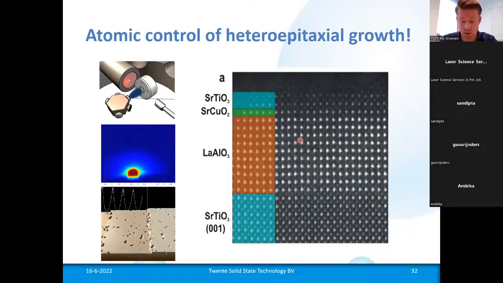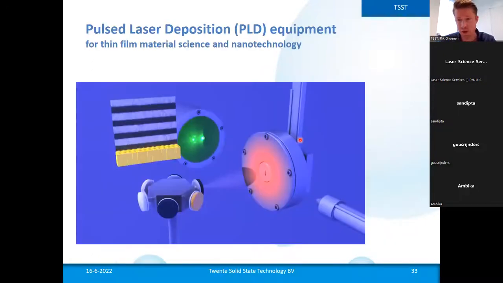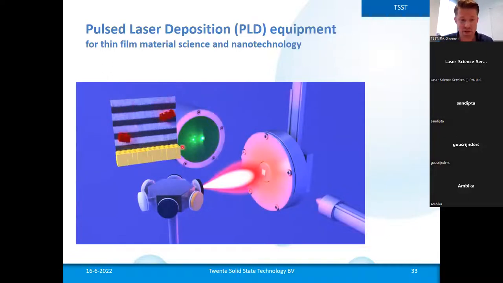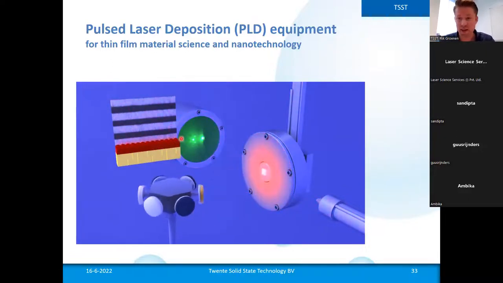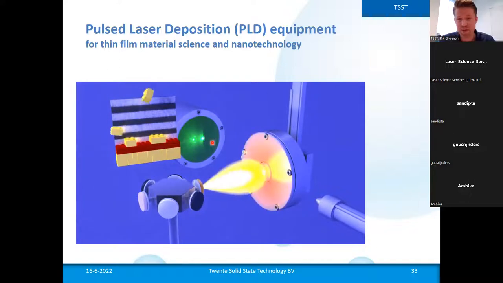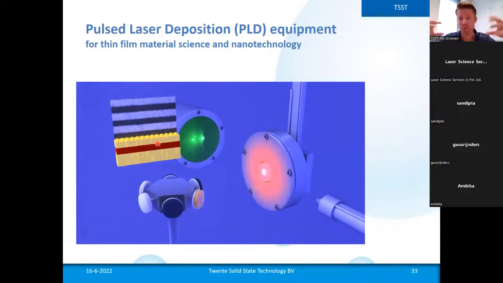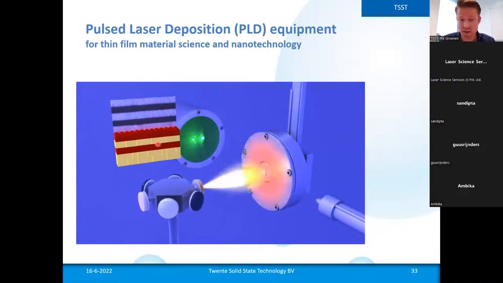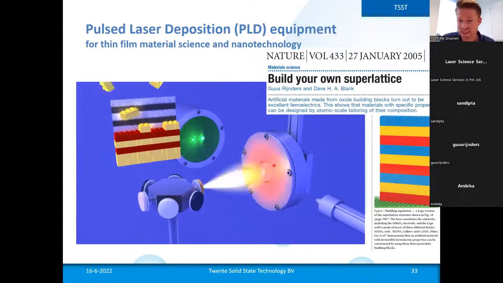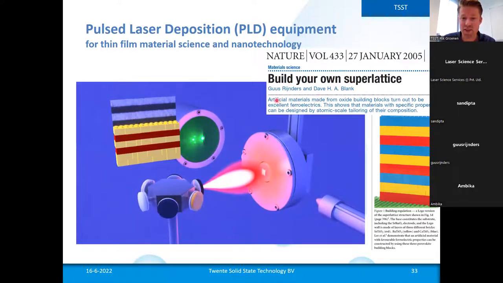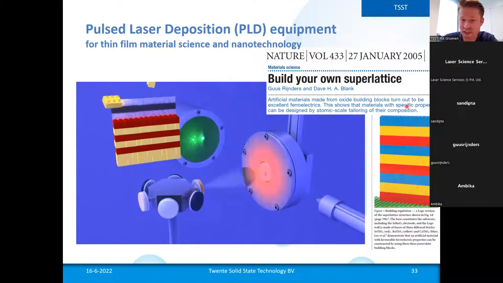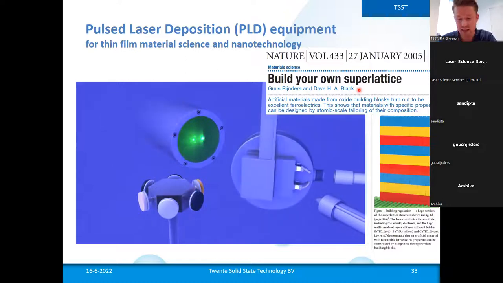And all these developments give us this very simplistic model of PLD, which really became a tool where you can understand crystals in terms of Lego blocks, and you can build these Lego blocks layer by layer. Sounds childish, but actually this analogy made it into Nature. The son of Guus made this picture, and it made it into an overview article about perovskite growth in nature. So it's quite a nice analogy.